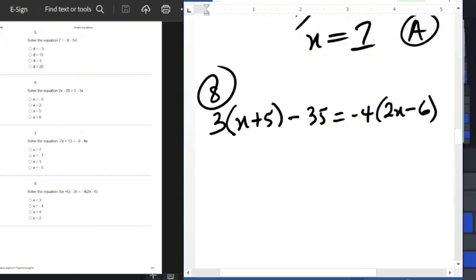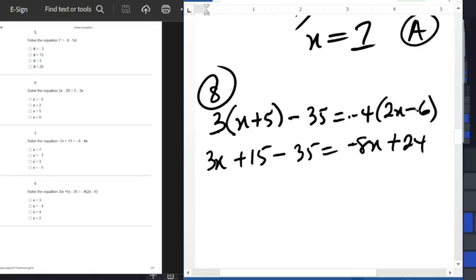So the first thing is to remove the brackets by multiplying all the terms inside the bracket by what? By the term you have outside the bracket. So that is 3 times x. This will give us 3x plus 3 times 5, 15, minus 35 equals to, that is minus 8x, then plus what? 24. That is minus times minus is plus. 4 times 6 is 24.